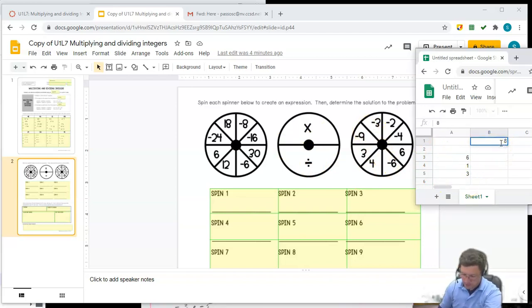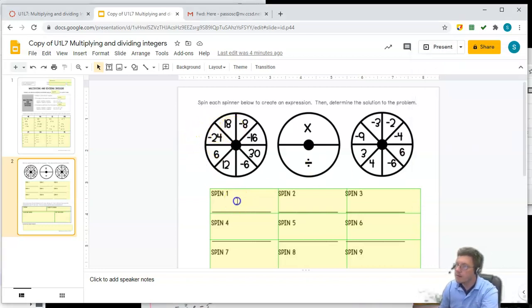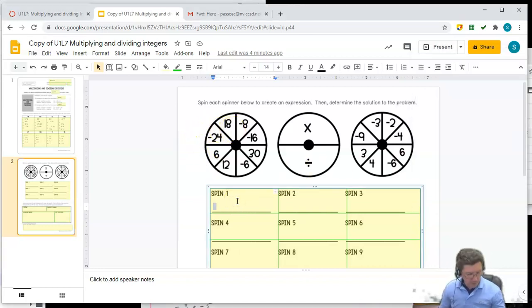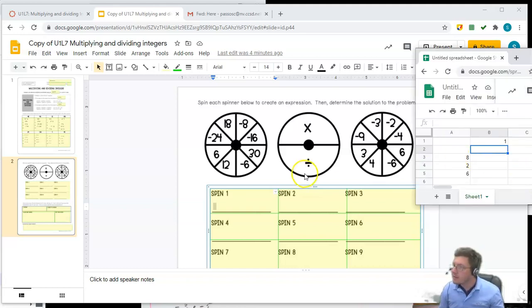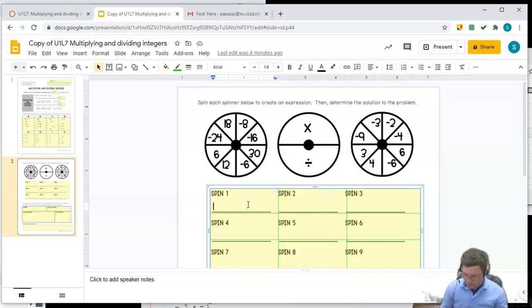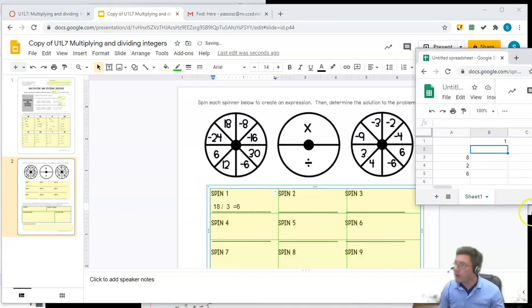So every time I just change this number here, so let's look at my first spin, I'm going to get 18. Oh, I already missed what it was. So it's 18 divided by 1, 2, 3, 4, 5, 6. 18 divided by 3. Now, I can't put the little division symbol in there, so I'm just going to write the slash for divide, and that's 6. Let's go ahead and look at what my spin 2 should be.